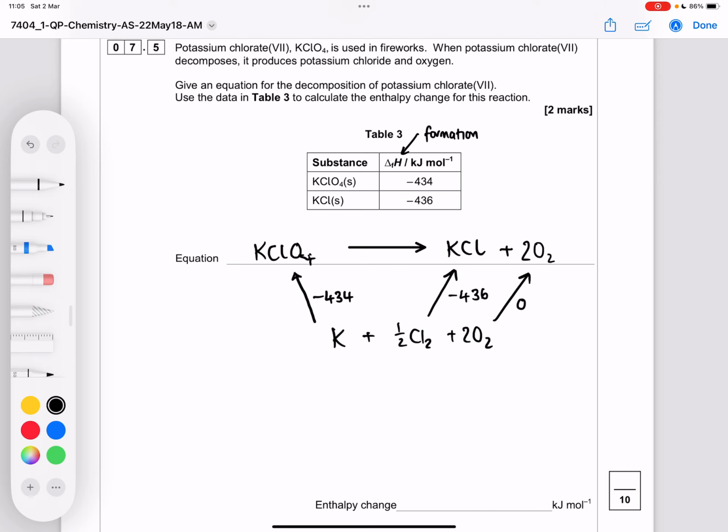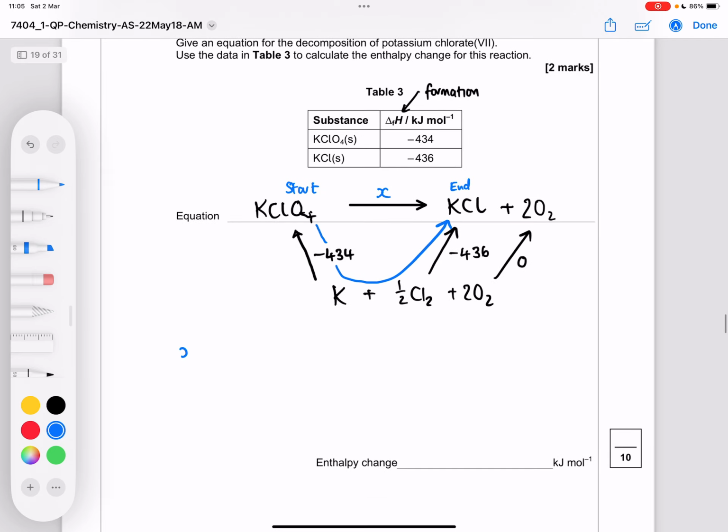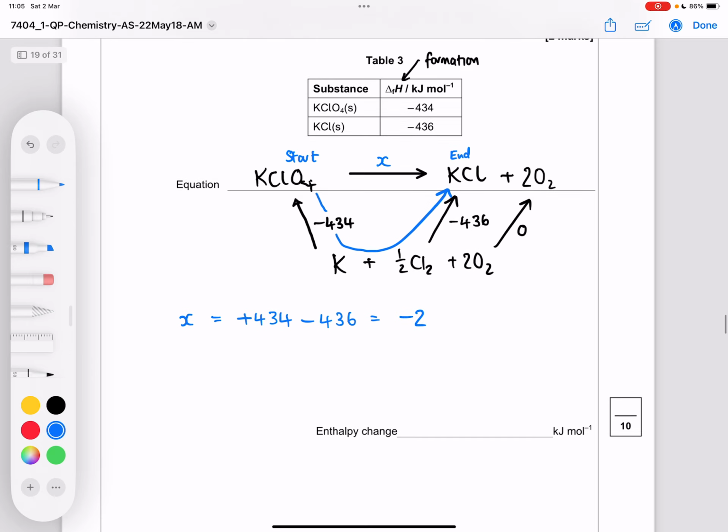Okay, so if we want to work out our x across the top, we need to use Hess's law and find an alternate route from the start to the end of our cycle. So this is our start point. X goes from the start to the end the quickest way, but what does the other route go? So x equals, we're going against the arrow, so it becomes plus 434, but then we're following the minus 436 arrow. If we add that up on our calculator, we're going to get minus 2. So we need to write our answer here, minus 2.